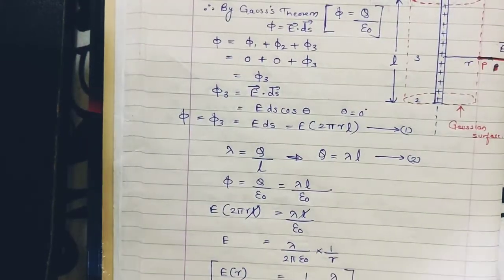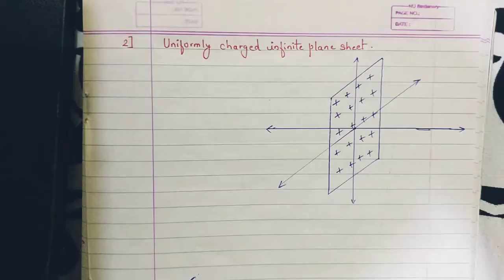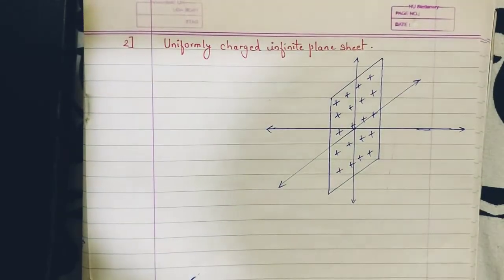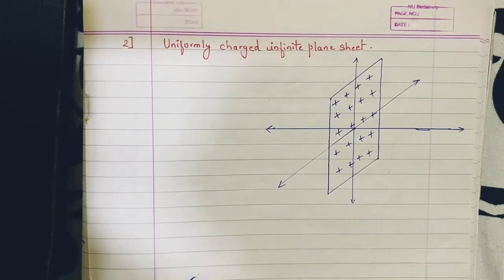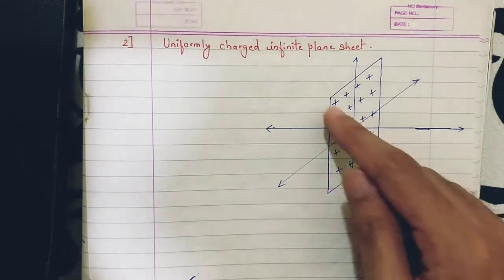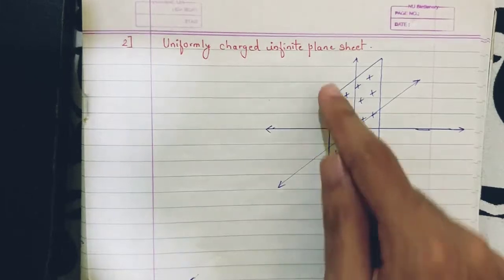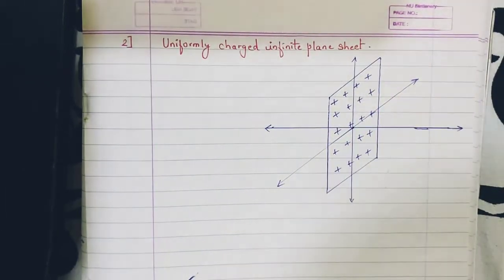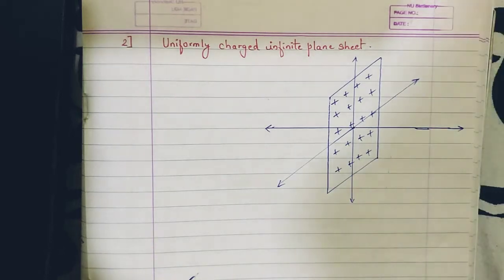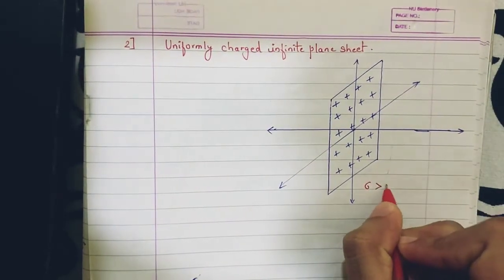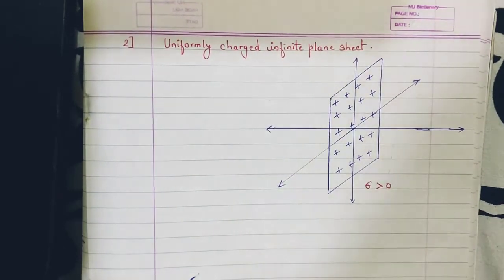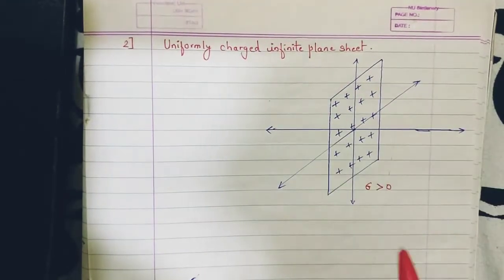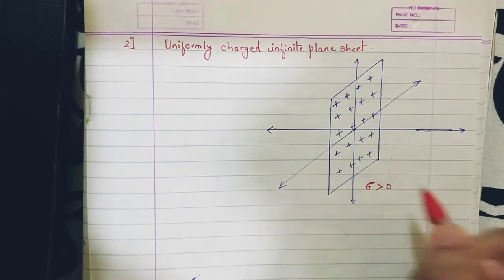The next topic for today is the second application, that is to find out the electric field due to a uniformly charged infinite plane sheet. So here we have a plane sheet which is uniformly charged. Here sigma is greater than 0. What is sigma? Sigma is the surface charge density. Your charges are positive here, so sigma is greater than 0.